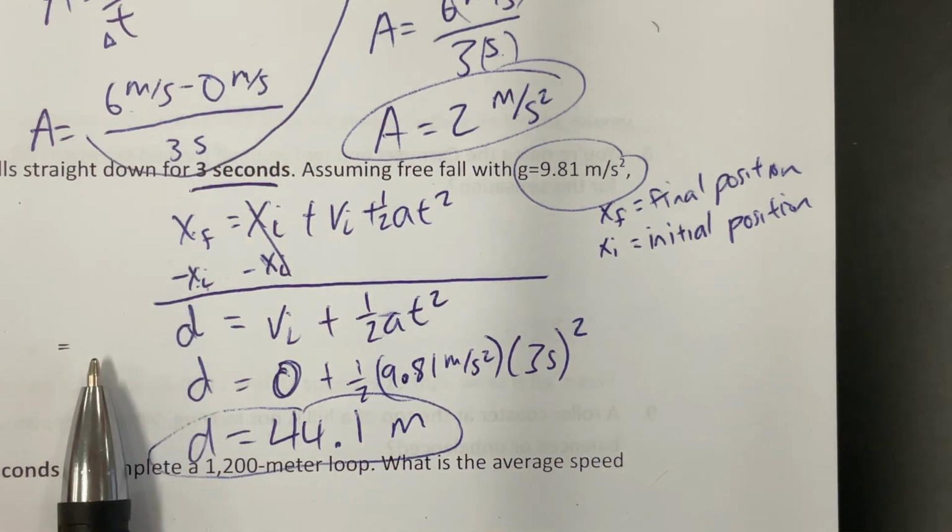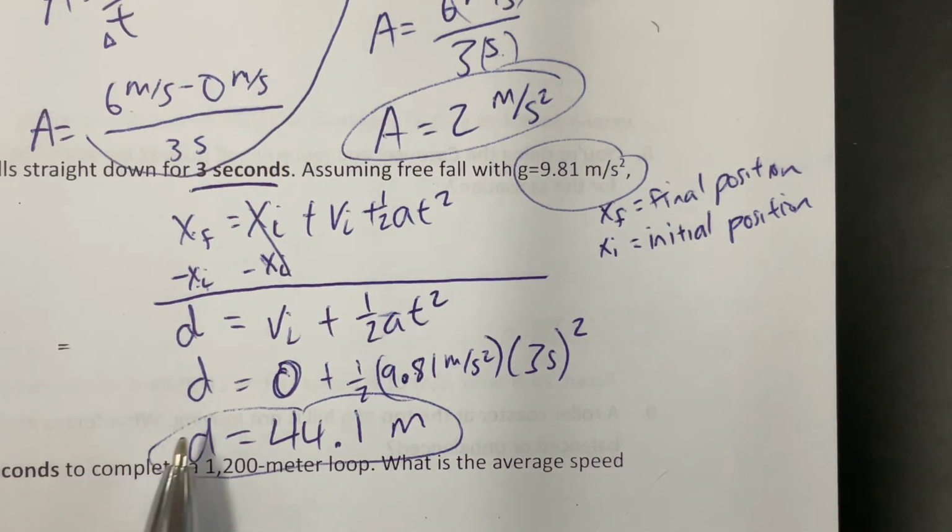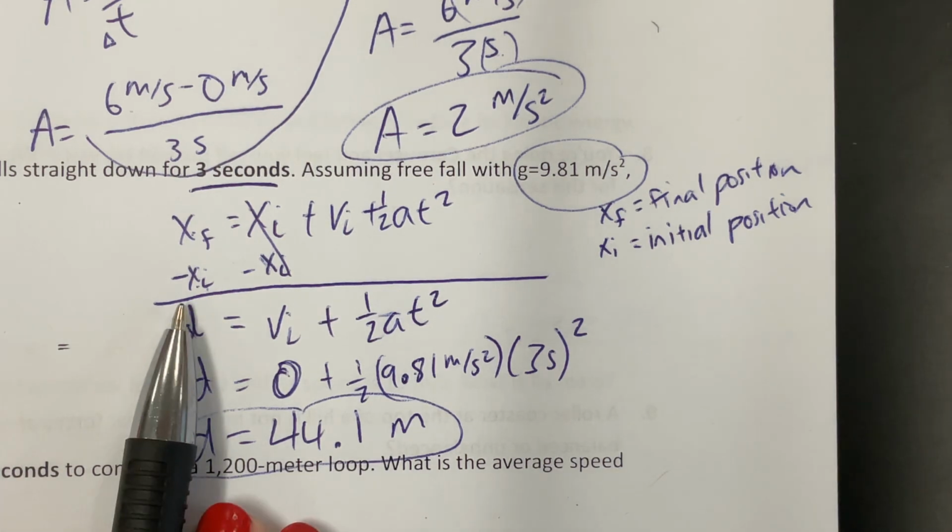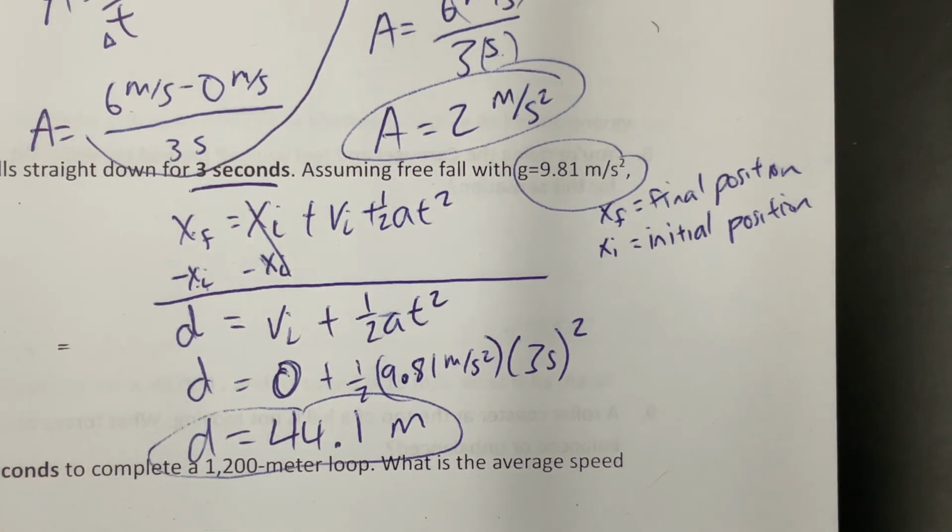Instead of writing final minus initial, final minus initial, final minus initial, I just replaced that with distance, because I know my final position minus my initial position is the distance. So I just substituted something that was equivalent for those. Okay.